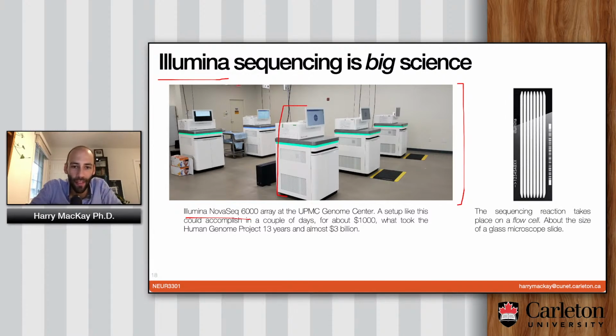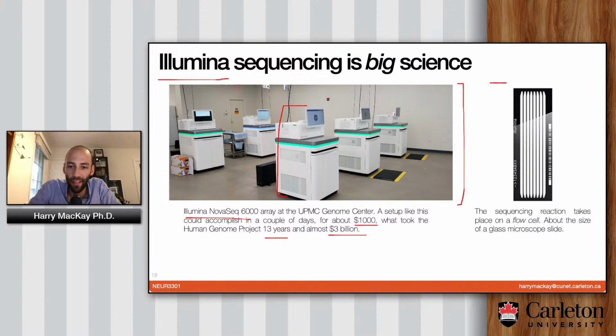And a setup like this with several sequencers running in parallel can do for about $1,000 what the Human Genome Project did in 13 years for almost $3 billion. So this is the level that we're operating on now, where these machines can do this on such a ridiculously large scale that it puts a several billion-dollar project that took over a decade to shame. It can do it in a weekend practically.